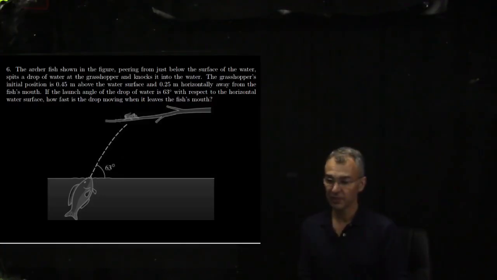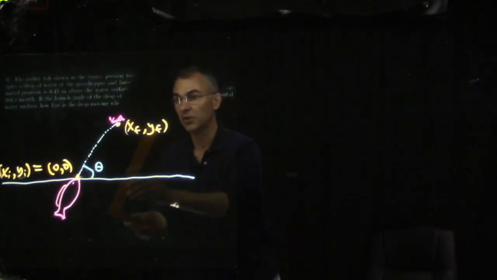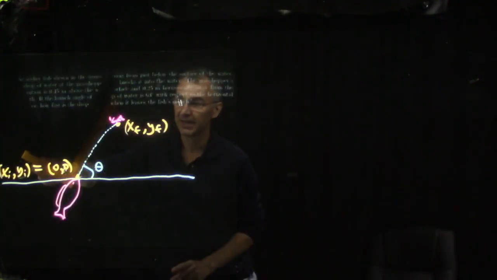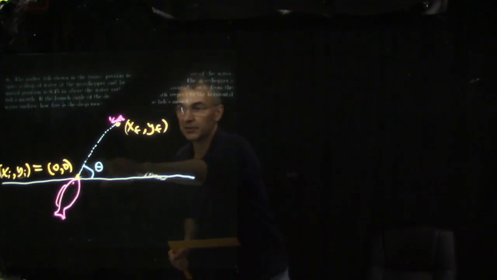And if the launch angle of the drop of water is theta with respect to the horizontal, how fast is the drop moving when it leaves the fish's mouth? In other words, how fast does the fish have to spit a drop of water in order to hit the target? You can maybe imagine that if the fish spits the drop of water at an extremely high speed, then the path won't really have too much time to curve, whereas if it spits the drop of water at a relatively low speed, then it will have plenty of time to arc into a parabolic shape.